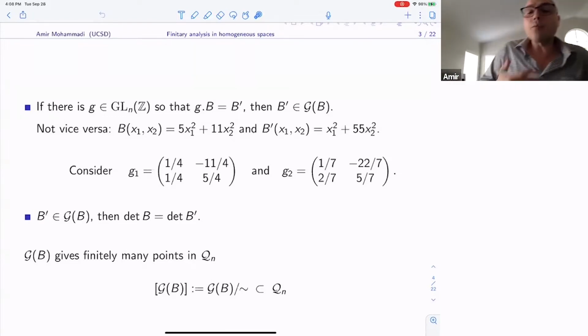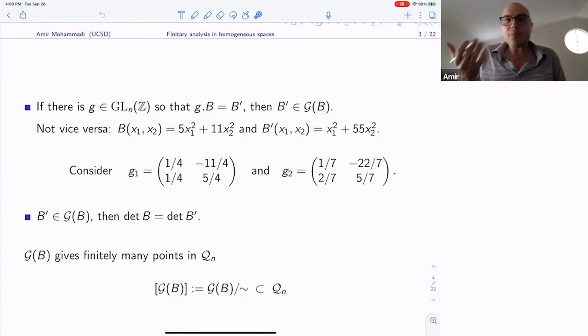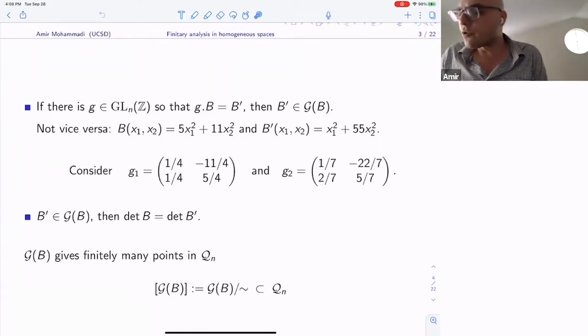Unlike indefinite forms where, okay, if you replace genus by spin genus, then you are looking at a simply connected group, and simply connected groups, they have class number 1. So this spin genus is going to be 1.